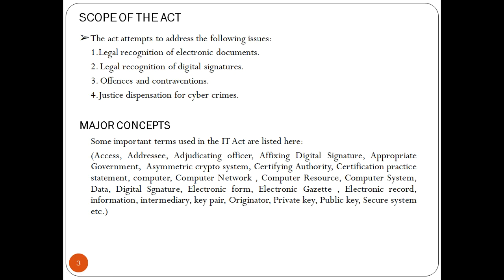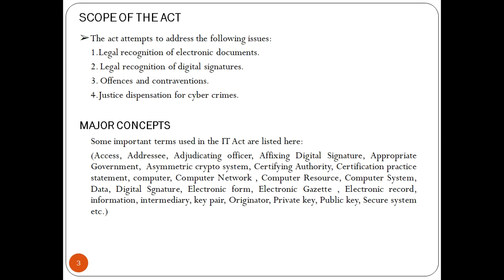Digital signature refers to the authentication of any electronic record by a subscriber by means of an electronic method or procedure in accordance with Section 3. Electronic form, with reference to information, refers to any information generated, sent, received or stored in media, magnetic, optical or computer memory, or even on a microfilm or a computer generated microfiche or a similar device. Electronic gazette refers to the official gazette published in the electronic form.